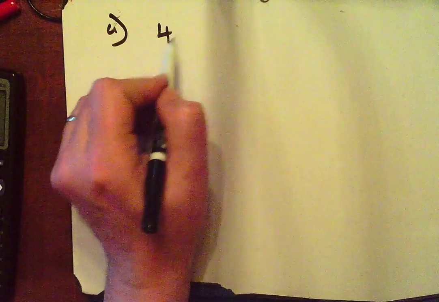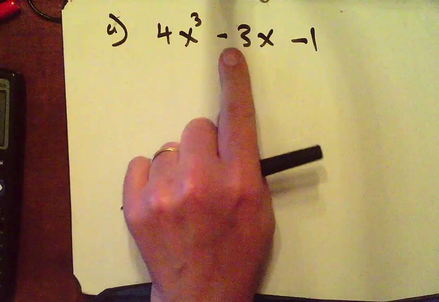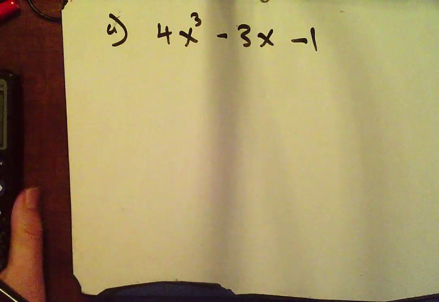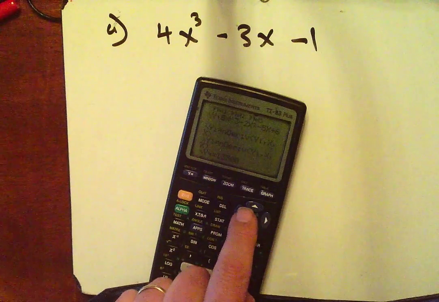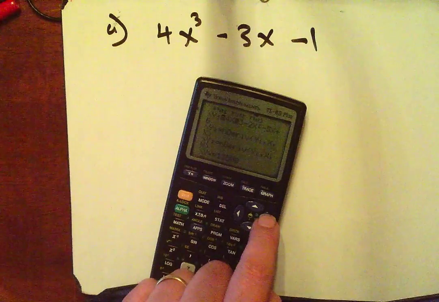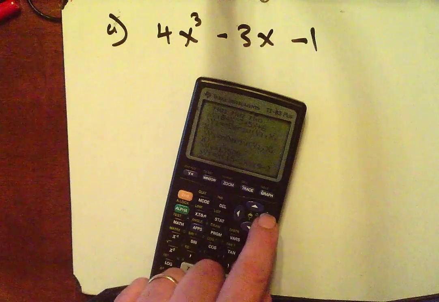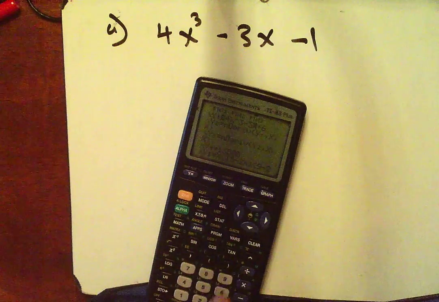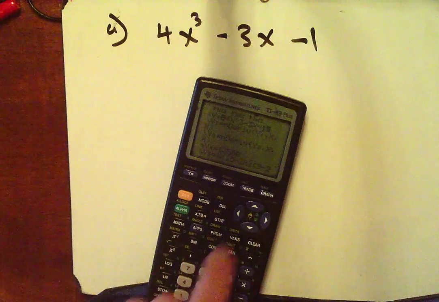And this one says completely factor each given polynomial. And A is 4x to the third minus 3x minus 1. Are you saying zero placeholder yet? You should be. So what am I going to start my division with? Well, let's put in a 4 here. And let's get rid of all of that. I have minus 3x. And then a minus 1.